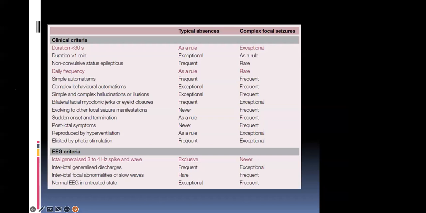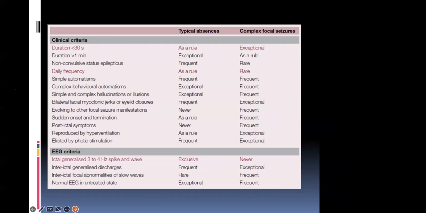Non-convulsive status epilepticus is common in a typical absence and rare in a complex partial. In typical absence, you see hundreds of seizures daily, whereas with complex partial seizures, you see some 3-4 per month. Typical absence is associated with simple automatisms. Complex automatisms and complex hallucinations are rare.